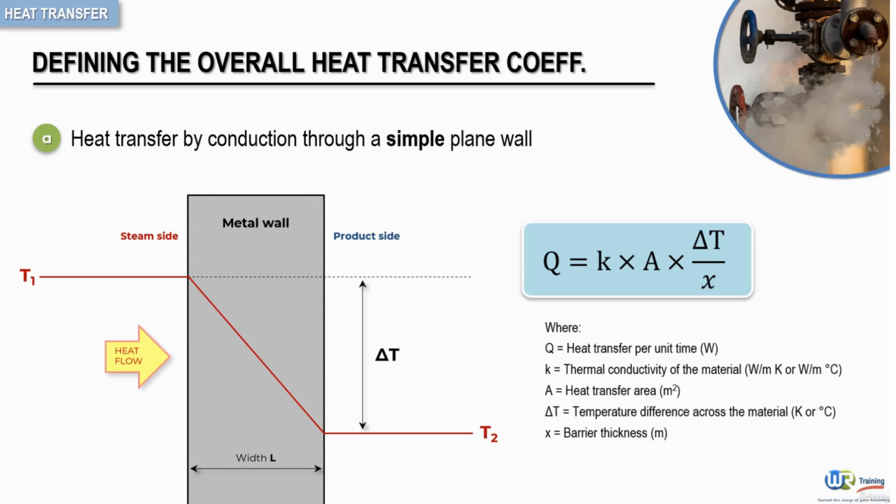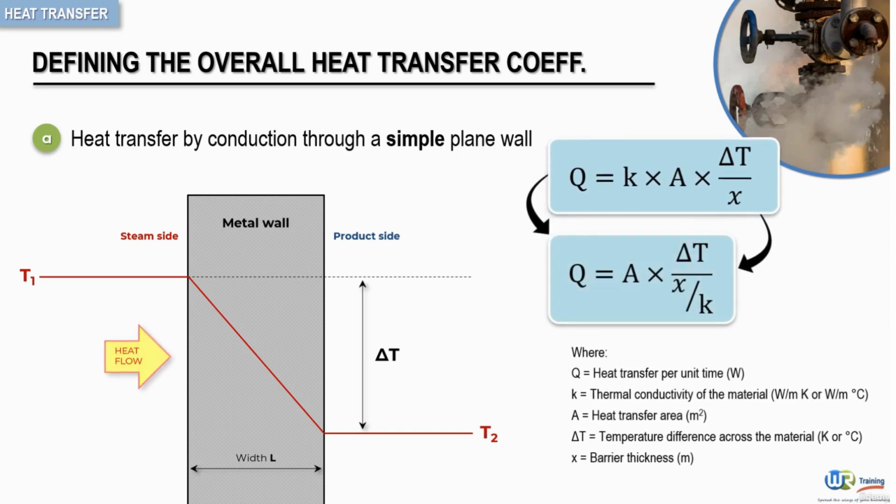It is possible to rearrange this equation into the following equation. It can be seen from their definitions that the ratio X to k is the thickness of the barrier divided by its inherent property of thermal conductivity. Simple arithmetic dictates that if the length of the barrier increases, the value X divided by k will increase, and if the value of the barrier conductivity increases, then the value of X over k will decrease.